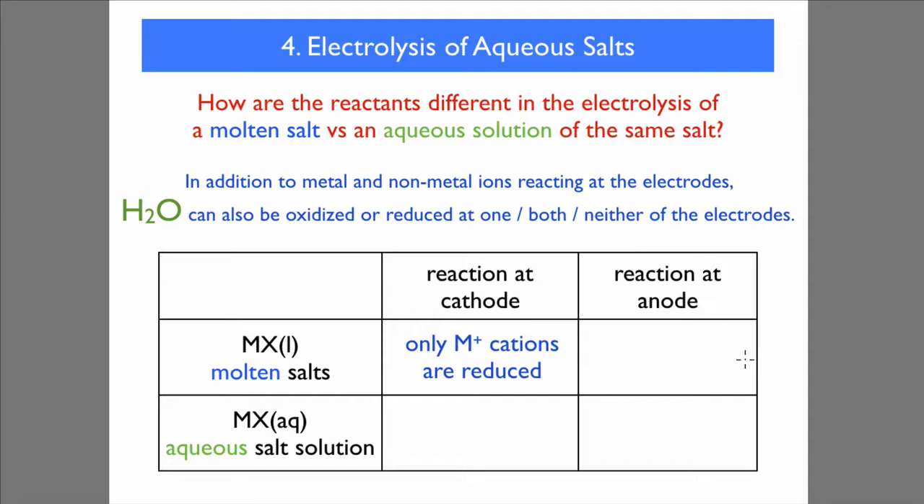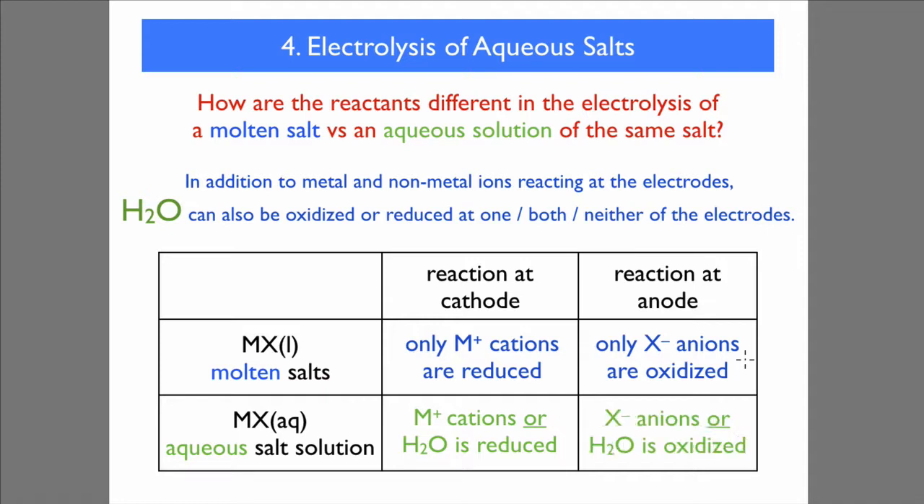So with molten salts, only the metal cations are reduced at the cathode, and only the non-metal anions are oxidized at the anode. But if you have that salt dissolved in water, then both the metal cations or the water can be reduced, with the non-metal anions or water being oxidized at the anode, which kind of makes sense if water is present.